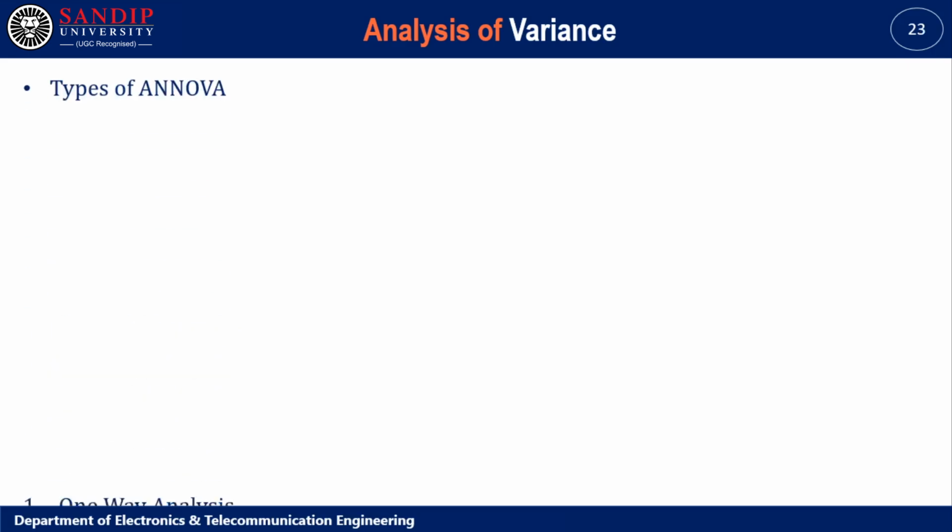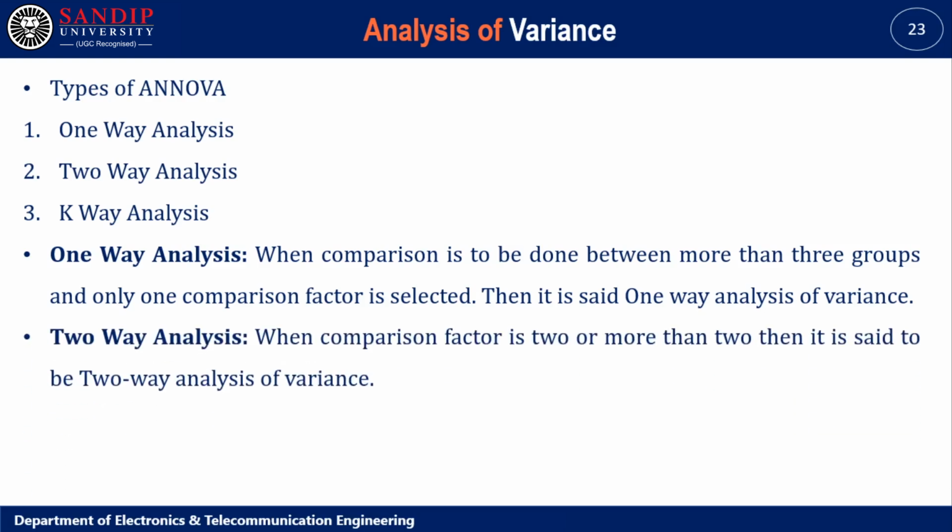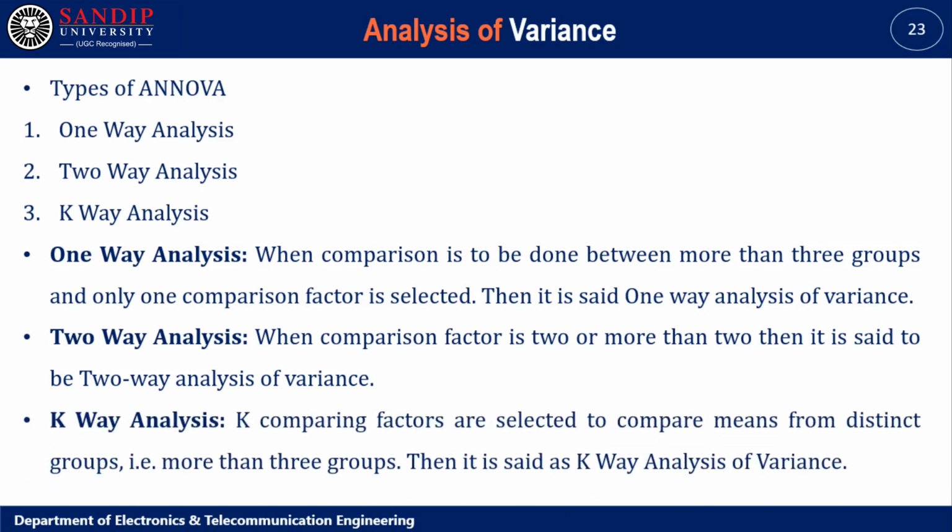Types of ANOVA: one-way analysis, two-way analysis, K-way analysis. First, one-way analysis. When comparison is to be done between more than three groups and only one comparison factor is selected, then it is said to be one-way analysis of variance. Two-way analysis. When the comparison factors are 2 or more than 2, then it is said to be two-way analysis of variance. K-way analysis. K comparing factors are selected to compare means from distinct groups, that is more than 3 groups. Then it is said to be K-way analysis of variance.